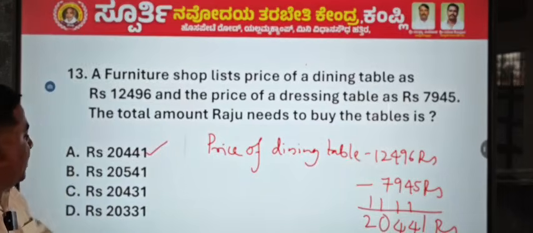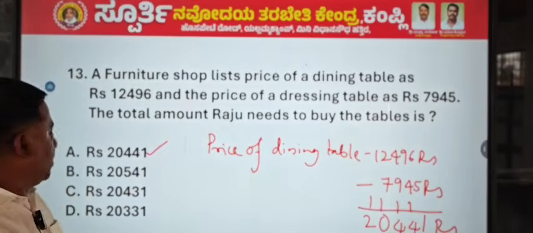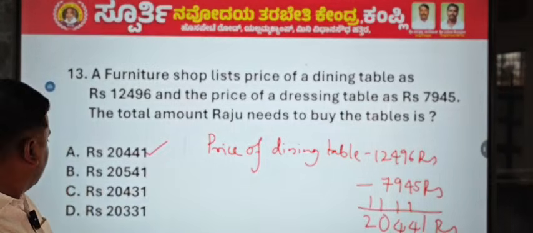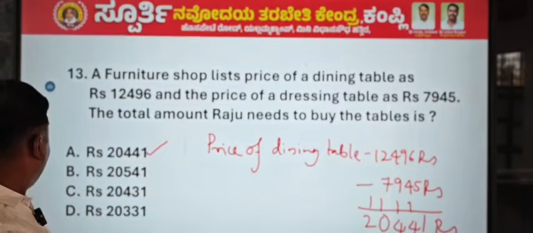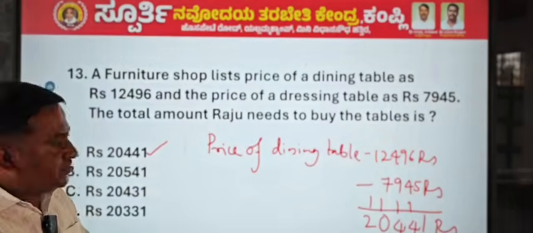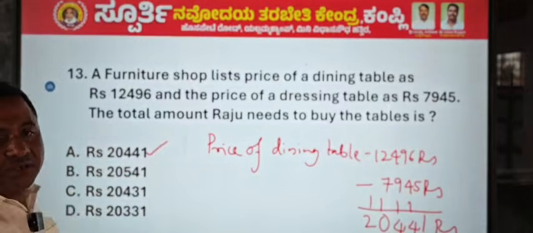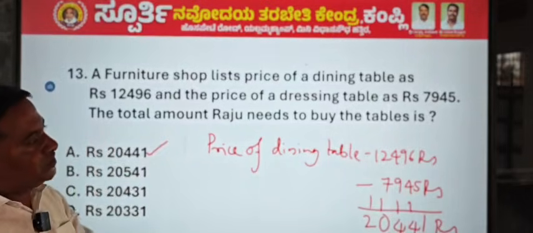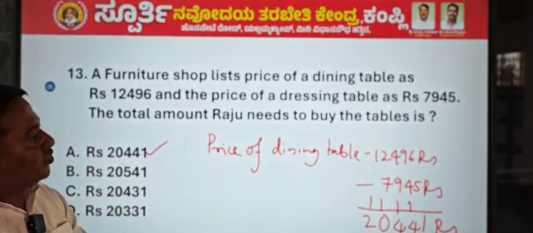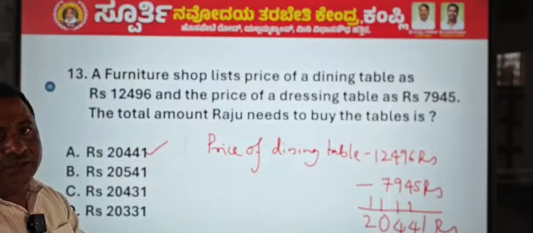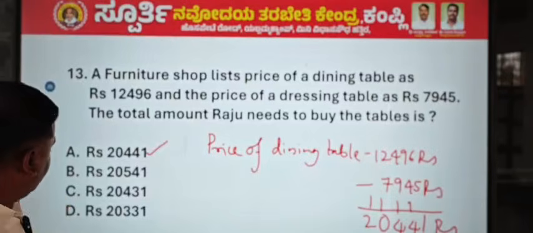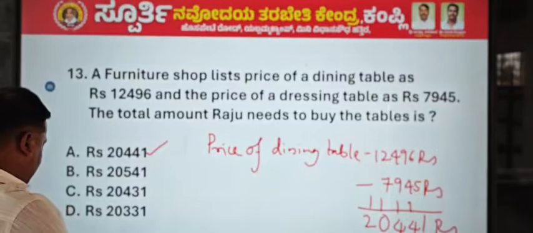The second option, 20,541 rupees, is wrong. Third option, 20,431. Fourth option, 20,331. Except the first option, all three options are wrong. Like this, we have to read the question and solve accordingly. Okay, next question.